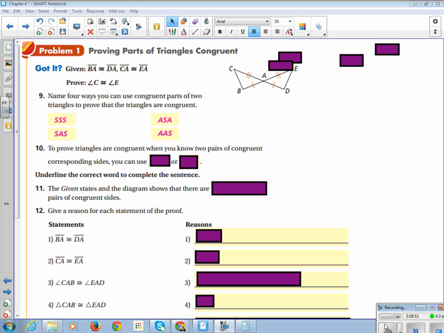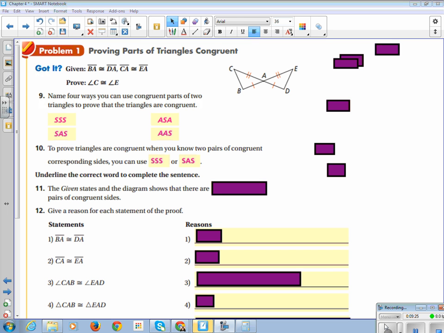All right, so if we're looking at this figure up here, to prove triangles are congruent, when you know 2 pairs of congruent corresponding sides, we have 2 sides, we could use side, side, side and find the third side, or we can use, it's got to have 2 S's in it, side, angle, side. Nice.